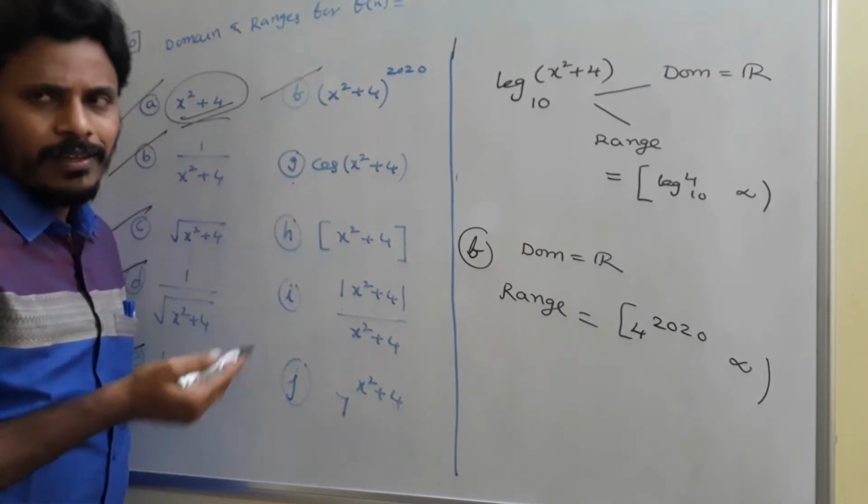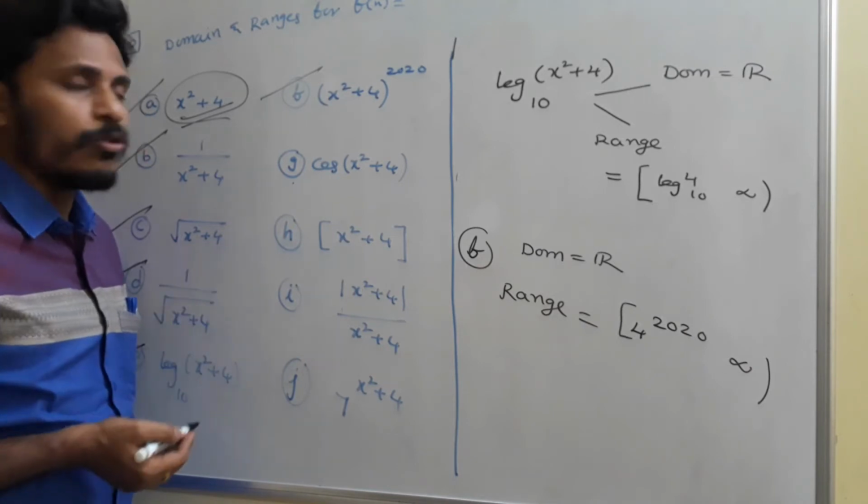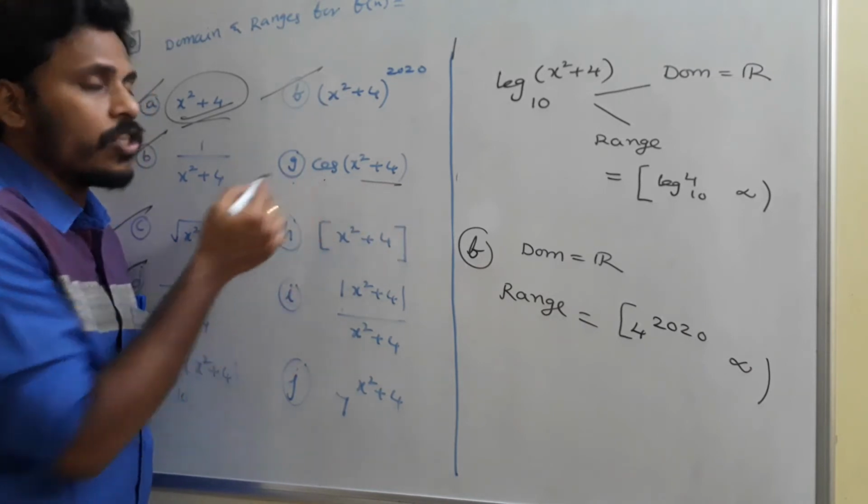And think about z. Again the same logic, right? When you think about z, x square plus 4 and this is cos.